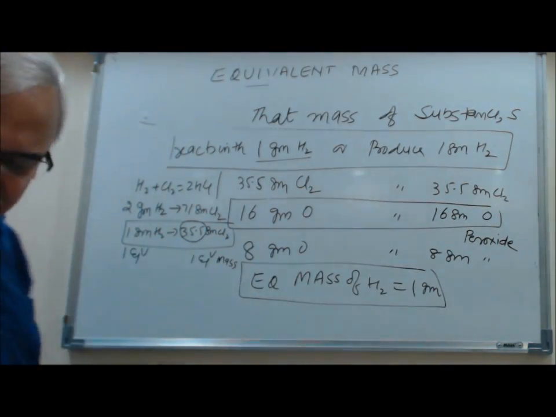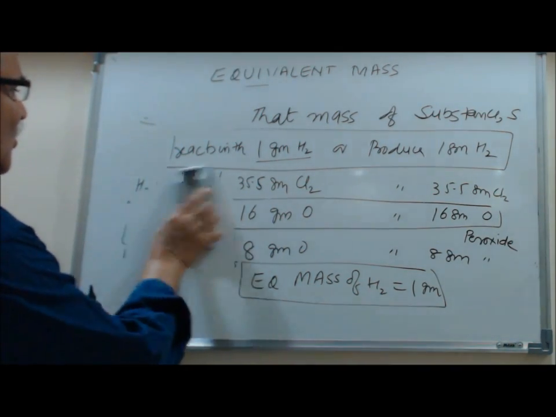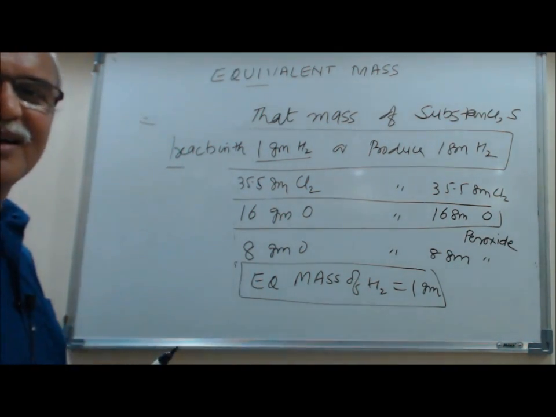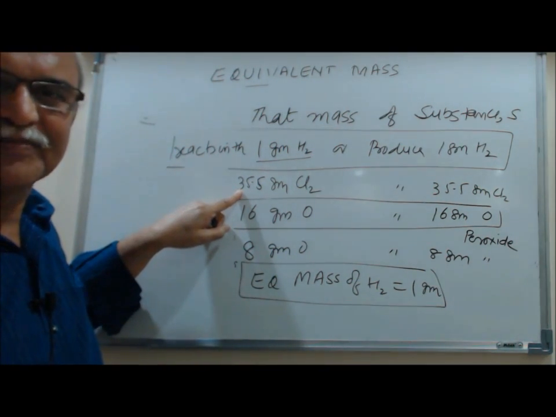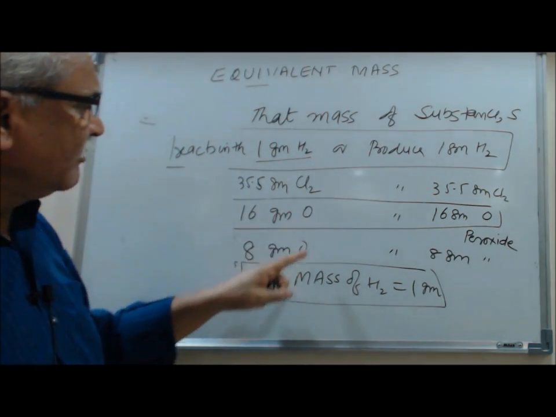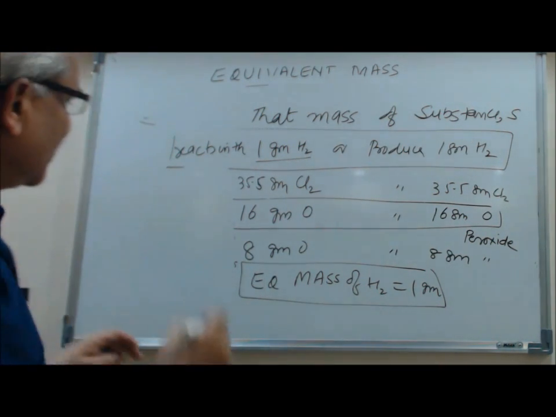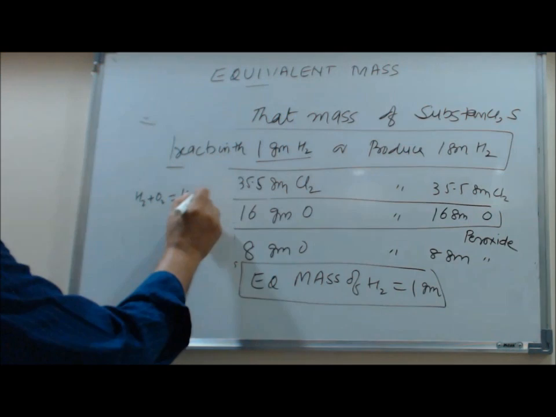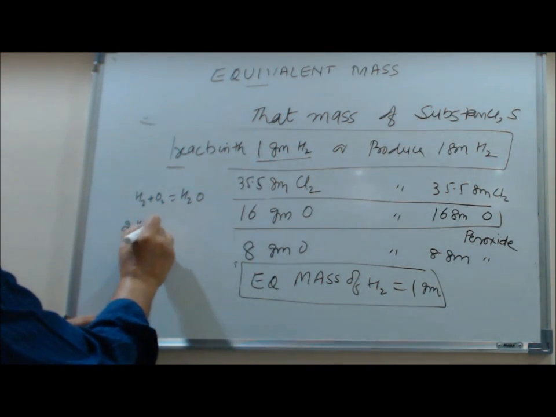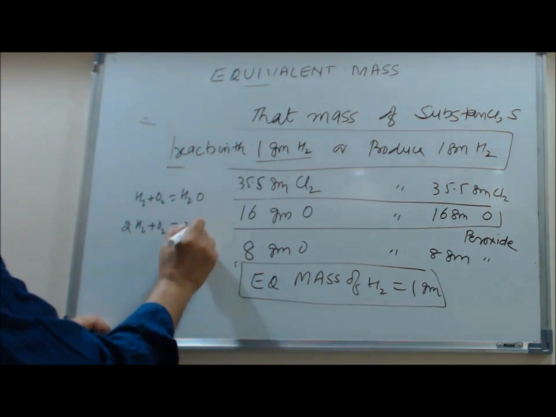So why did we extend the list from hydrogen to chlorine? Because the equivalent mass of chlorine is 35.5. For oxygen we took 2 numbers. It is obvious, because hydrogen reacts with oxygen to give H2O2, and hydrogen also reacts with oxygen to give H2O, all of us know.